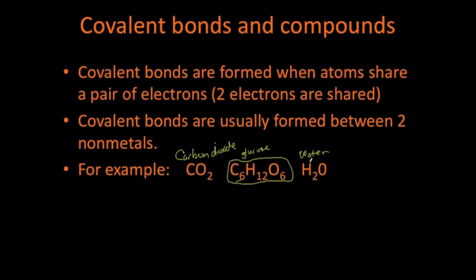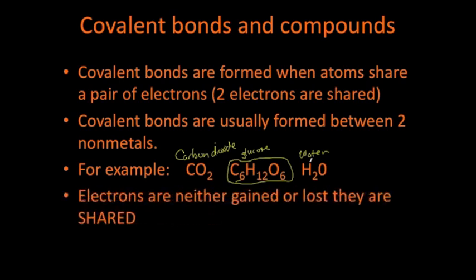Now, the key component of a covalent bond versus an ionic bond is that covalent bonds, as I said, share electrons. Okay, they share electrons. They don't gain or lose electrons as in ionic bonds. This is ionic bonds. They share the electrons. So, like I said, the electrons spend time around the nuclei of all the atoms in the compound.